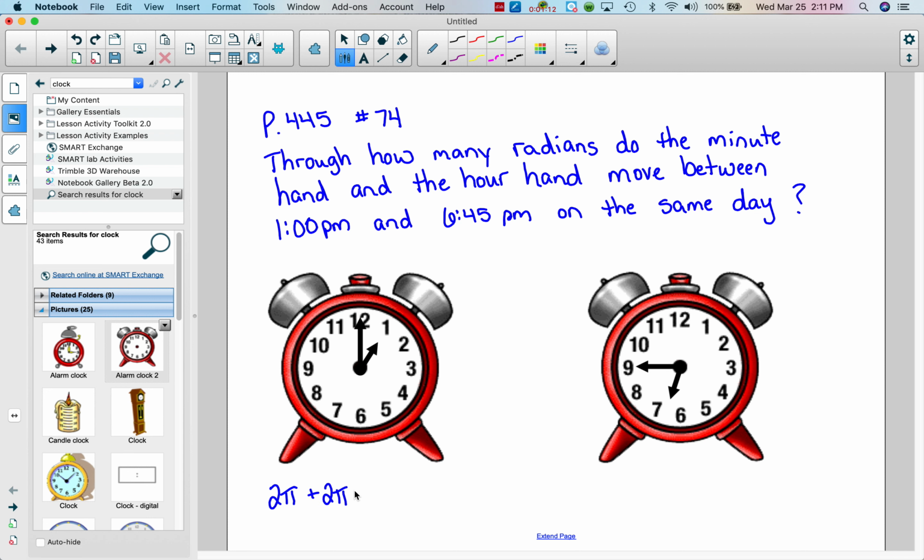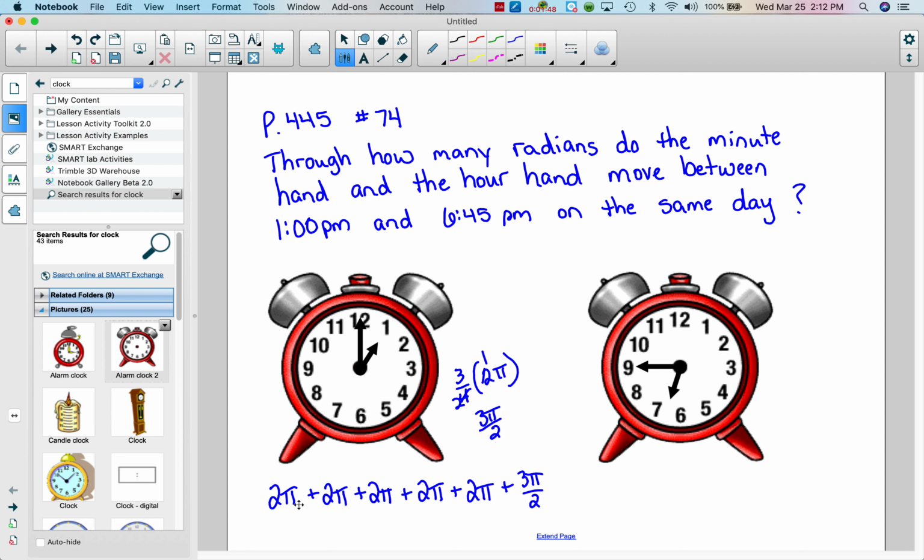This takes me to 3 o'clock. This takes me to 4 o'clock. This takes me to 5 o'clock. This takes me to 6 o'clock. So now I'm at 6 p.m. and I have to go 3/4 of the way around. If 2 pi is the whole way around, we want 3/4 of 2 pi, so we get 3 pi over 2. So I need to add on another 3 pi over 2. That would be the total number of radians my minute hand sweeps through.